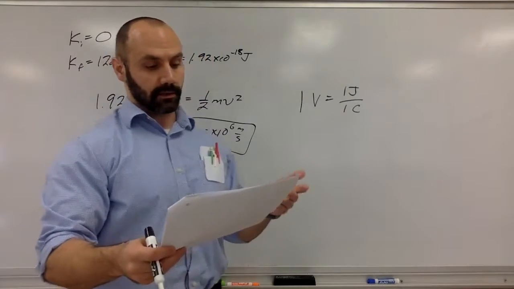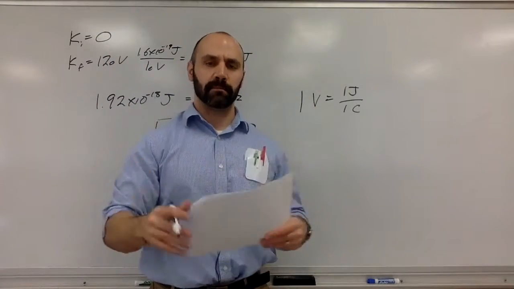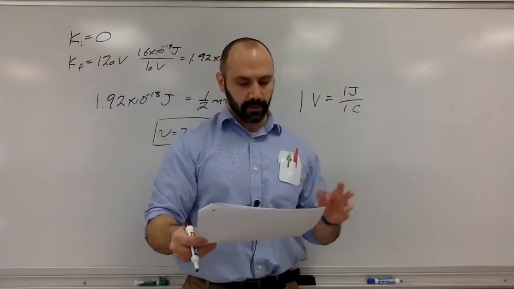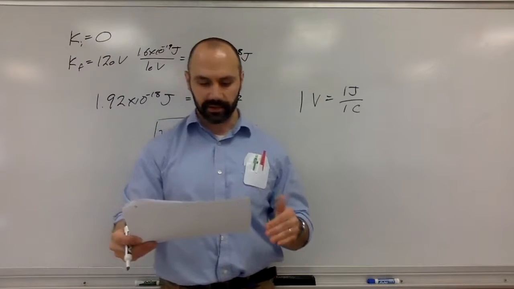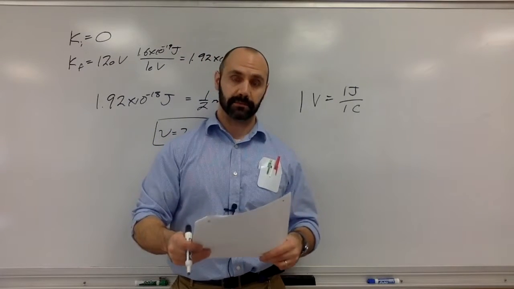Okay, now electric potential and equipotential surfaces. Now we're talking about drawing diagrams, looking at electric fields, that sort of thing. Equipotential surfaces are surfaces consisting of a continuous distribution of points having the same electric potential.